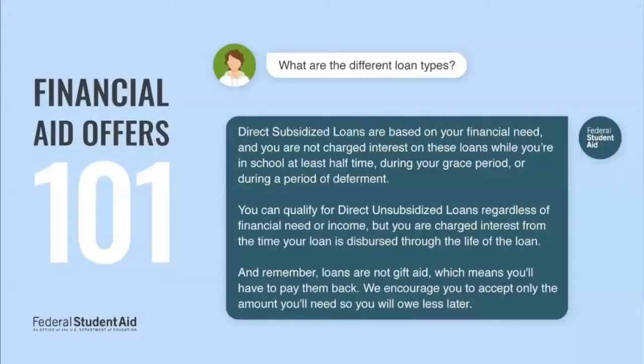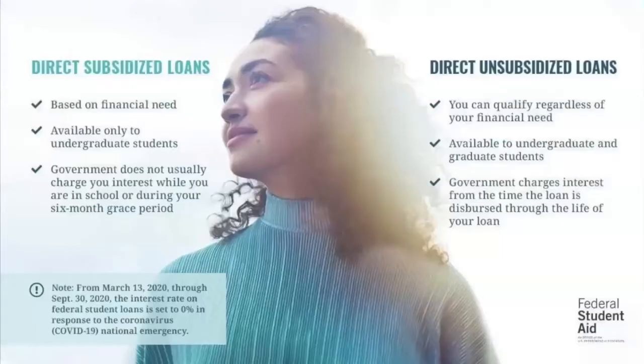Direct subsidized loans are based on financial need, and no interest is charged until you graduate or cease to attend. Almost everyone is eligible for direct unsubsidized loans, regardless of financial need. However, the interest begins to accrue on these loans once fully disbursed and then throughout the life of the loan. So you see, there's a big difference between direct subsidized and unsubsidized loans.